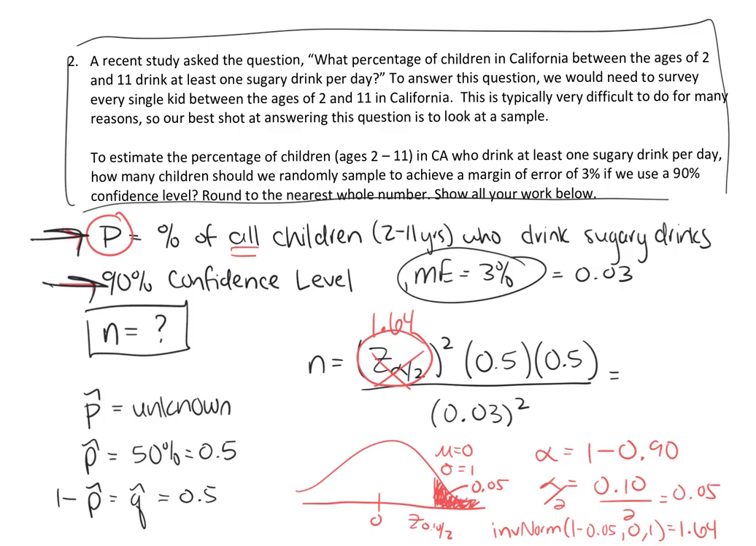So if you take all of this and put it into your calculator, 1.64 squared times 0.5 times 0.5 divided by the square of 0.03, we should get a sample size of 747.11, which we can round up to 748 or round down to 747. So I would need to survey at least 747 children in order to estimate the true value with 90% confidence and not miss the true value by more than 3%.